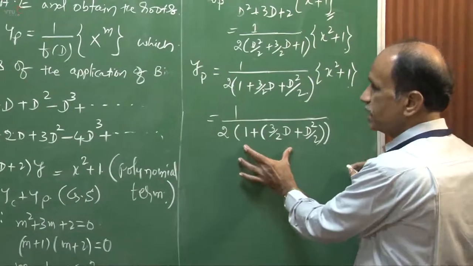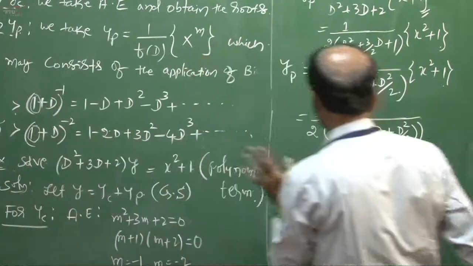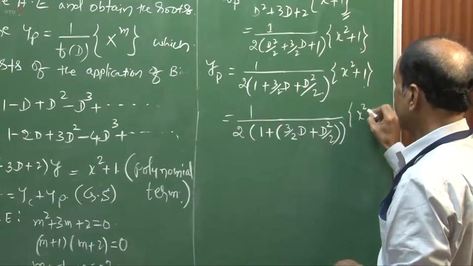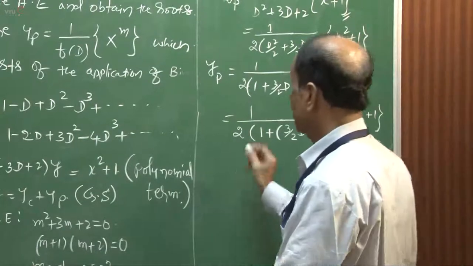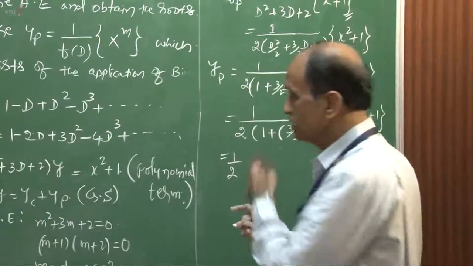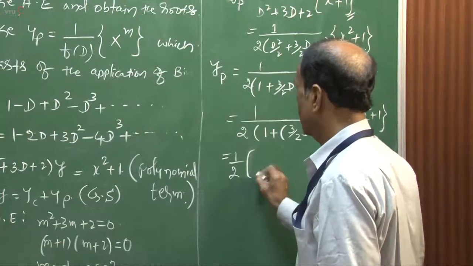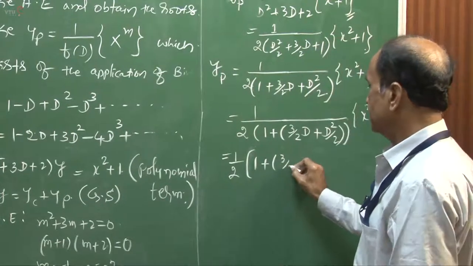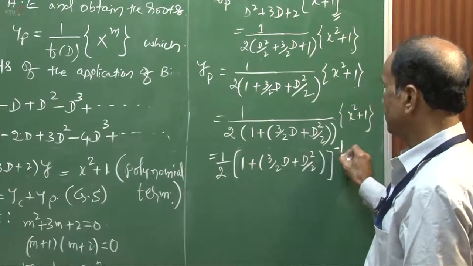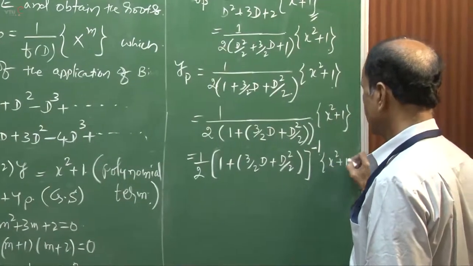Inside that, this is just like a plus b, this is also a plus b, but this is to the power minus 1 and this is to the power minus 2. This is operating on x square plus 1, the polynomial term. So now I will shift this term to the numerator, that is 1 plus, in brackets, 3 by 2 D plus D square divided by 2, and the whole to the power minus 1. Exactly, it resembles the first type, operating on x square plus 1.